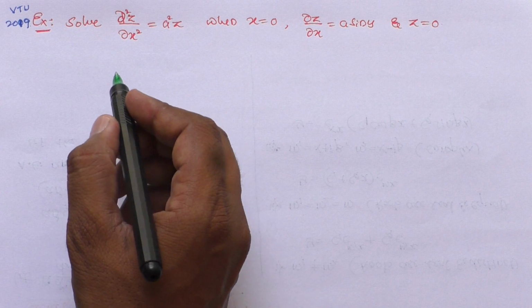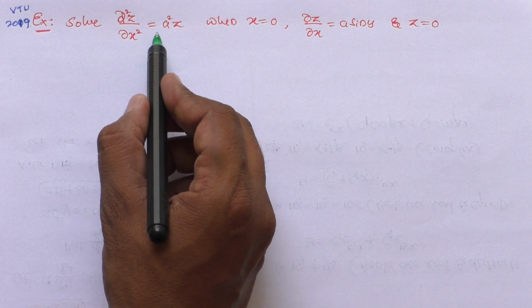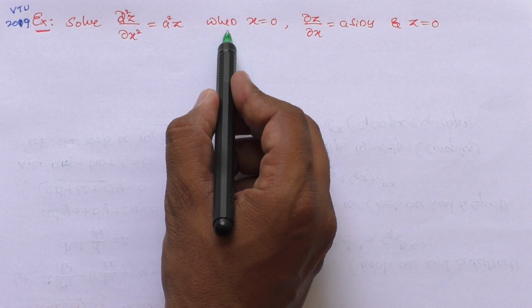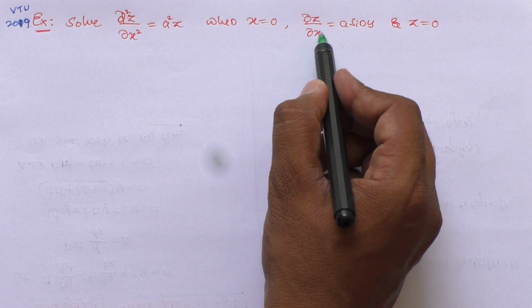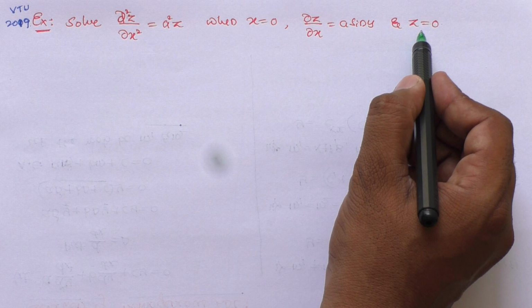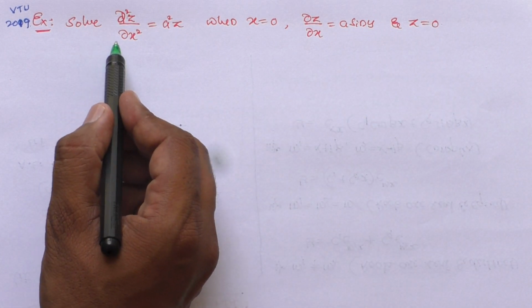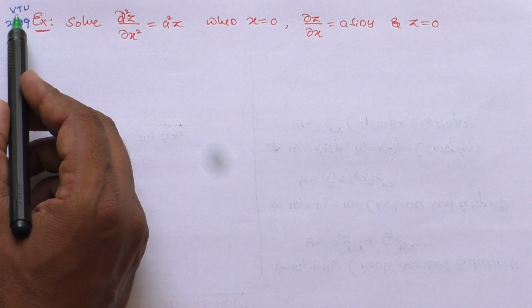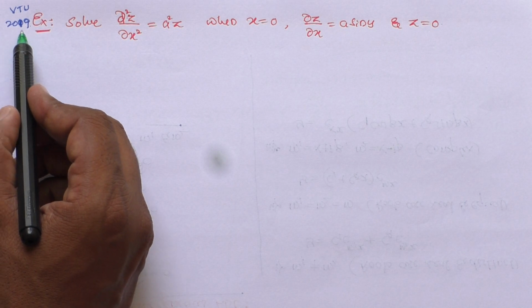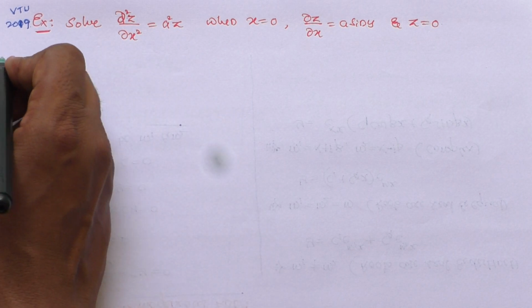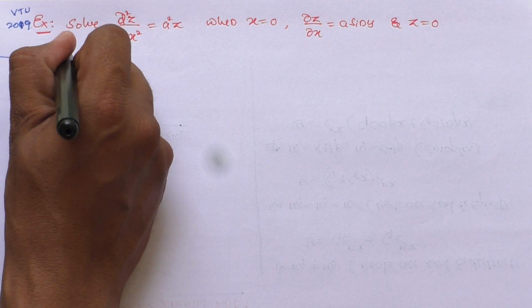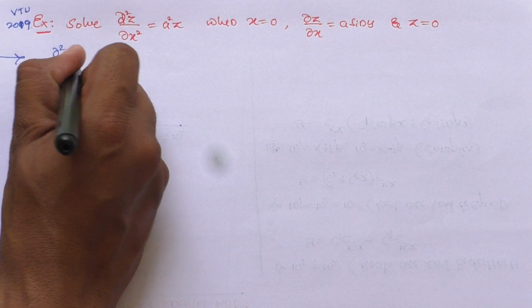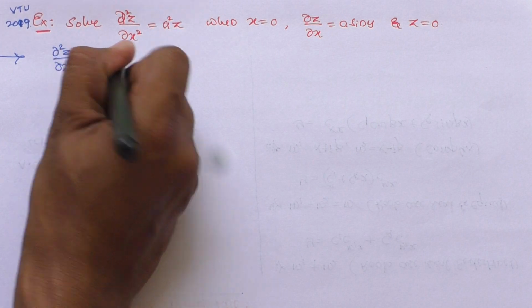Let us solve another problem. Solve dou square z by dou x square equal to a square z, when x is 0, dou z by dou x equal to a sin y and z is 0. This is the given problem which was asked in VTU exams in 2019. Now consider the given equation as it is: dou square z by dou x square equal to a square z.